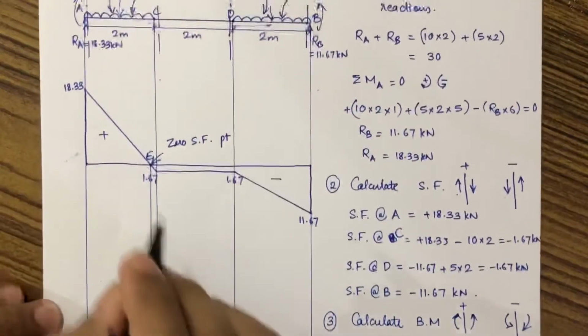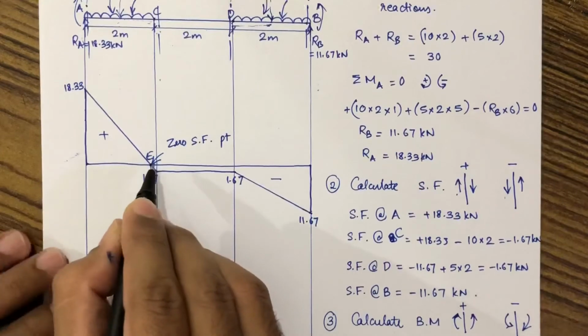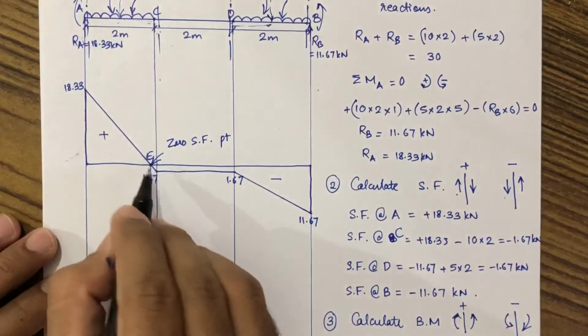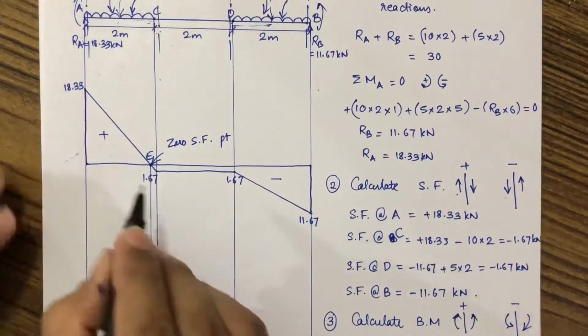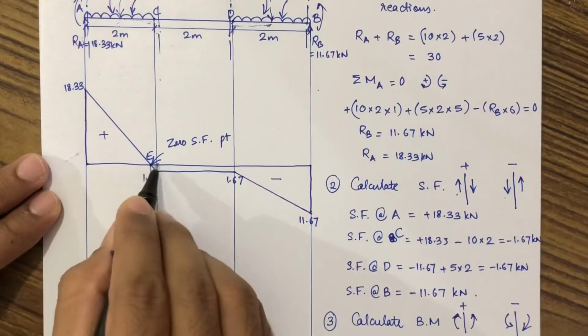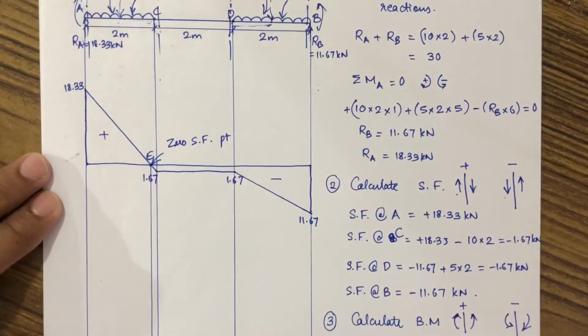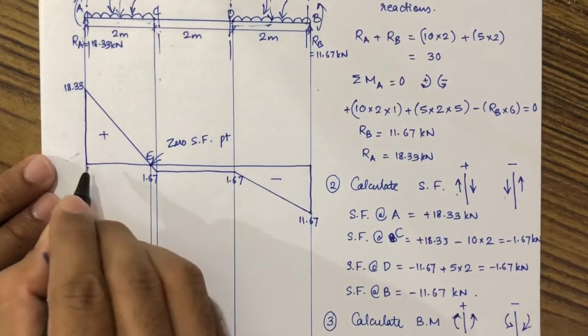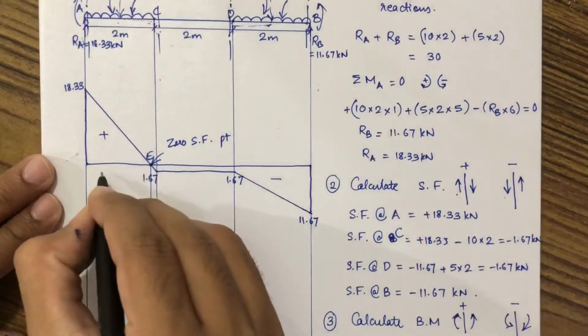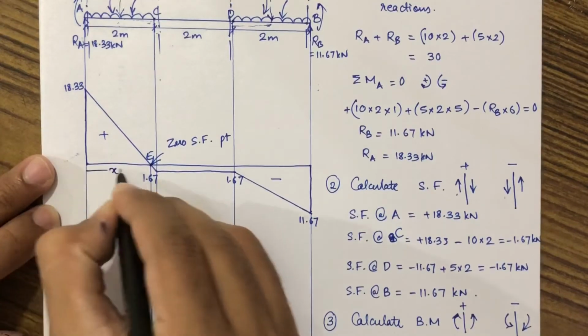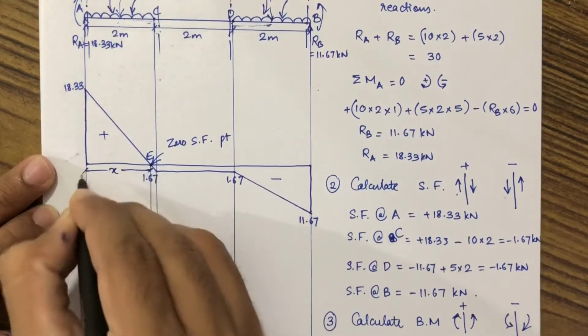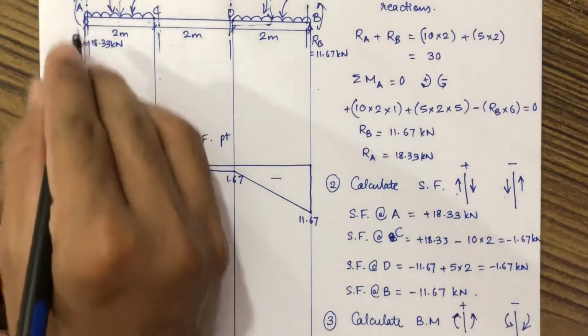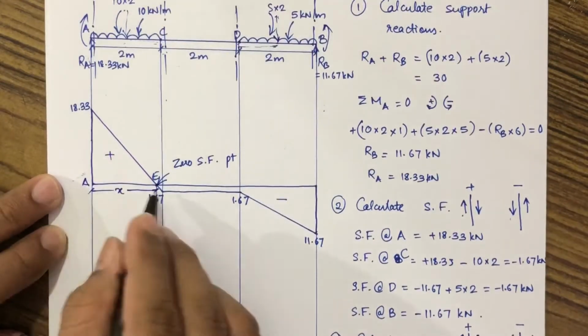Now here we have seen that the shear force is 0. So we need to find the maximum bending moment at this point of 0 shear force. Before finding that, we need to know this distance. Let us say that this is at a distance x from point A. This is the point A.